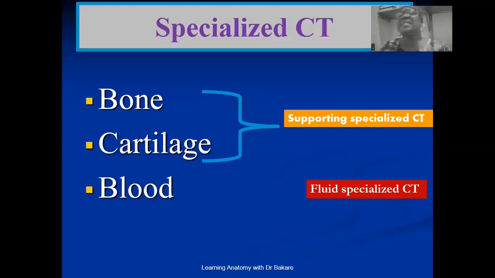The blood is also seen to be distinct in its own way. The ground substance of blood is specifically referred to as plasma, and this is distinct. And this is why it is classified under the specialized type of connective tissue. In a subsequent lecture, we'll be visiting each of these specialized types of connective tissue.